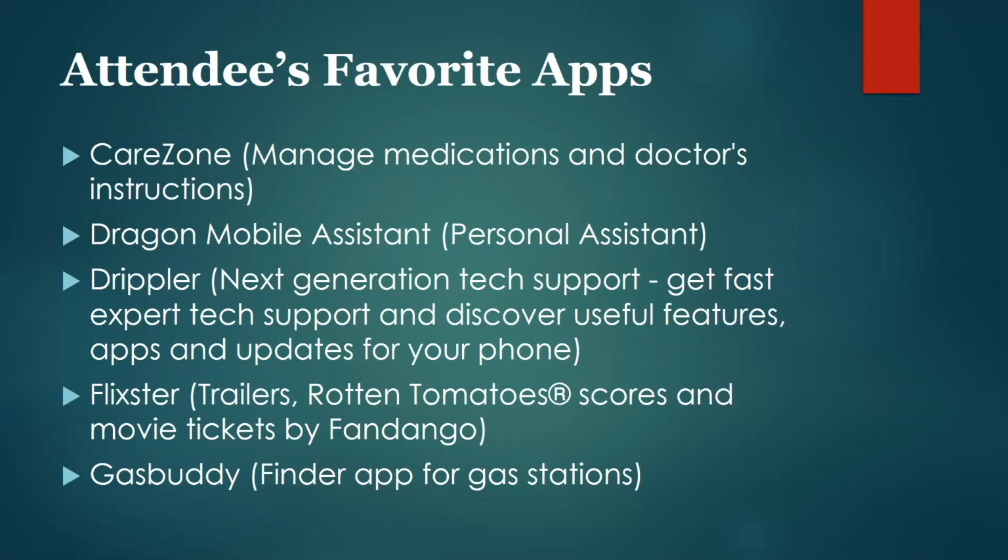There's Flickster: trailers, Rotten Tomatoes scores, and movie tickets by Fandango. You can check out the latest movie if you're deciding you're going to take in a movie and you're out and about. You can go to that particular application and see whether that movie is something you're interested in. It'll also show you where it's being played. And then Gas Buddy has a wealth of information about the gas stations in your surrounding area. It has the cheapest prices and where they're located.